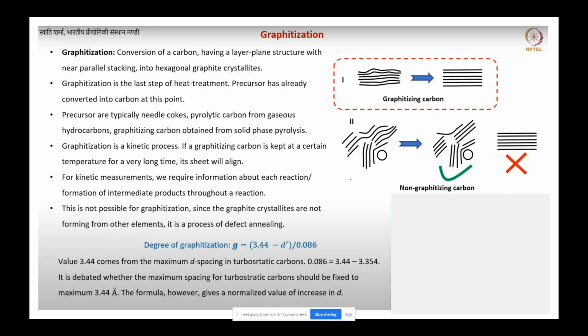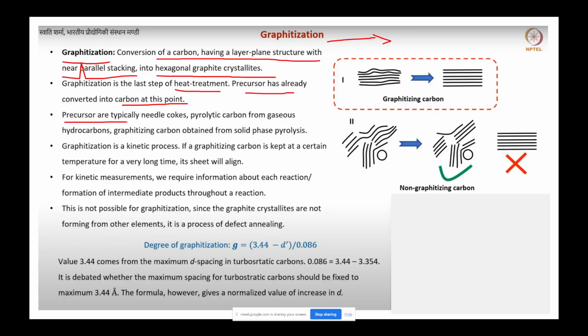Okay, so let's talk about something called graphitization. What is graphitization? Firstly, graphitization is the conversion of a carbon having layer plane structure with near parallel stacking into hexagonal graphite crystallite. So that is called graphitization. Here in this last step of heat treatment, the precursor has already converted into carbon. Whatever the precursor, it will convert into carbon by the last step.